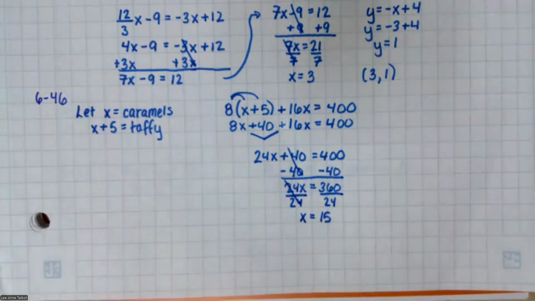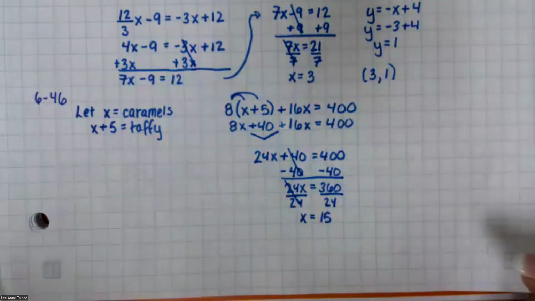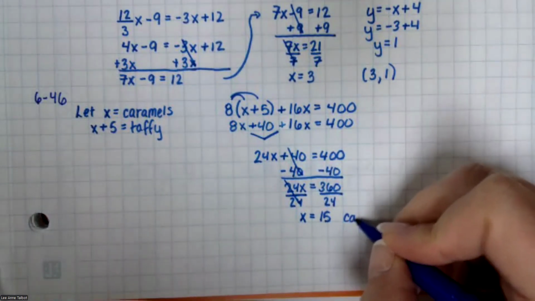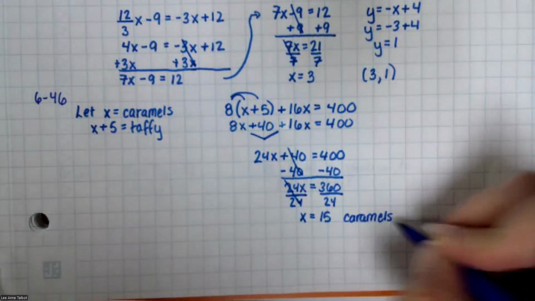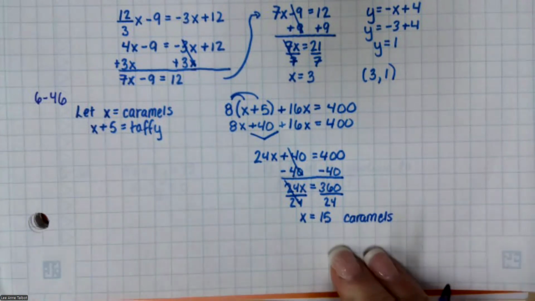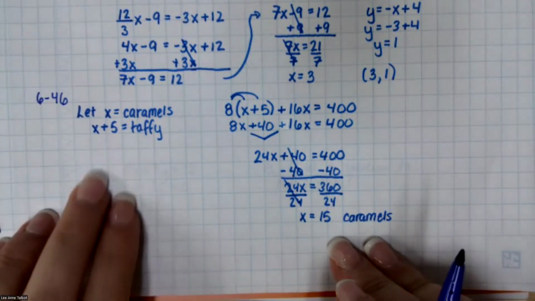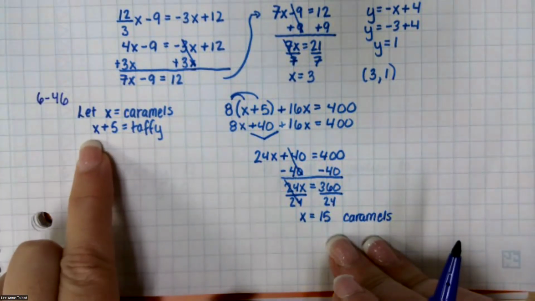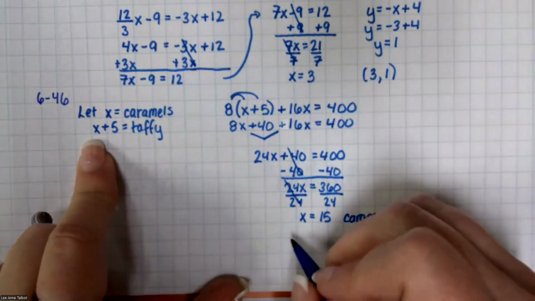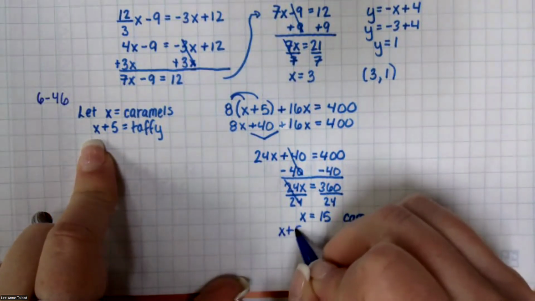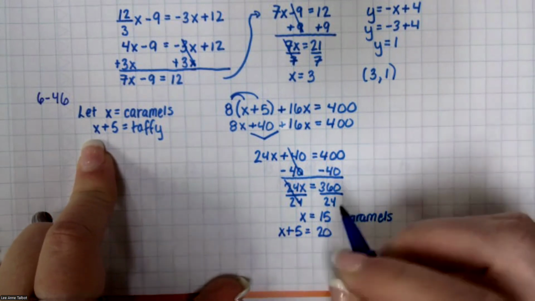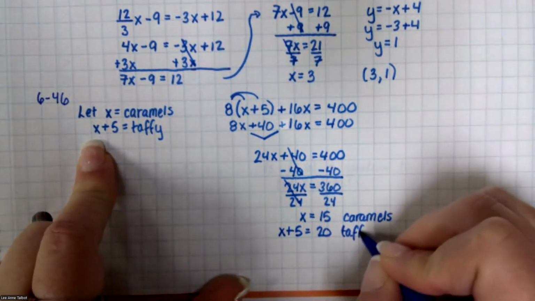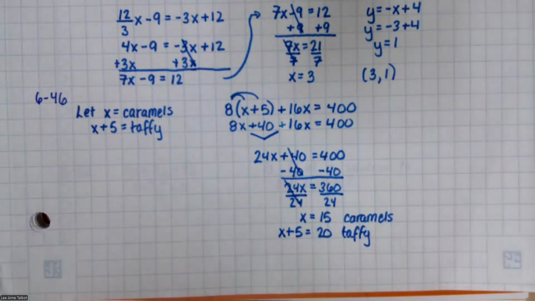I think that's 15. Yeah. Okay, so there are 15 bags of delicious caramels. And then taffy is going to be that plus 5. That's a lot of candy, people. 20 bags of taffy.